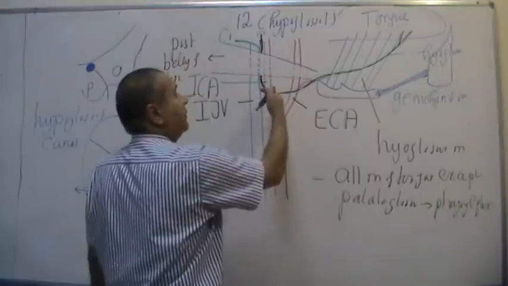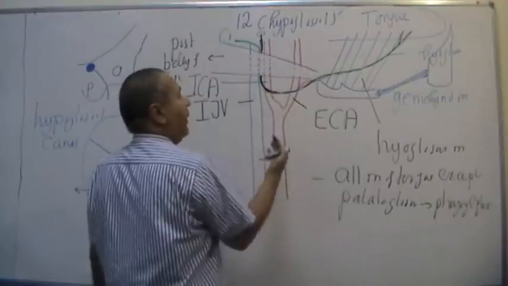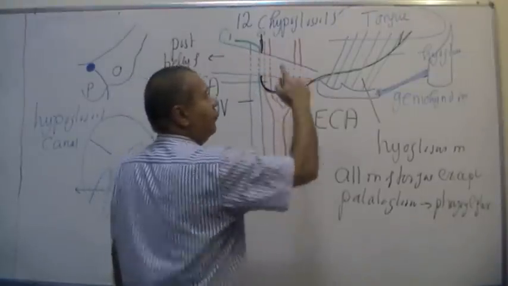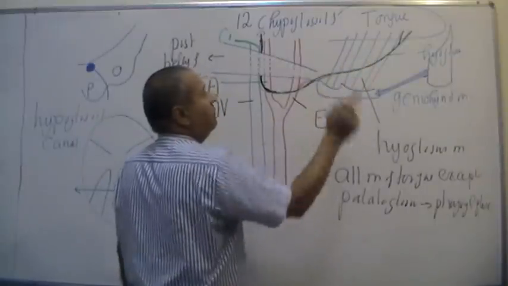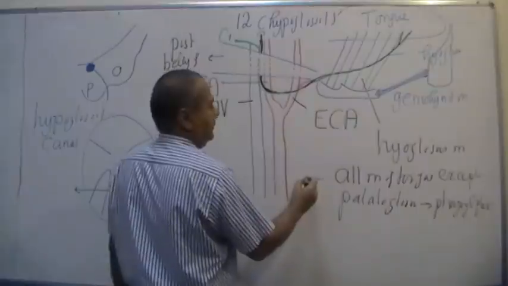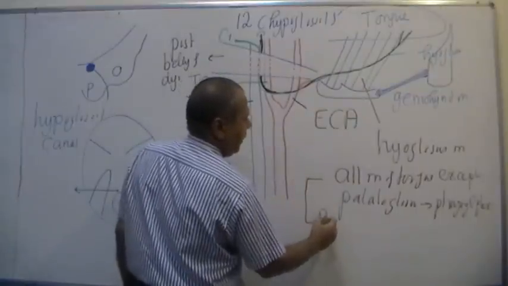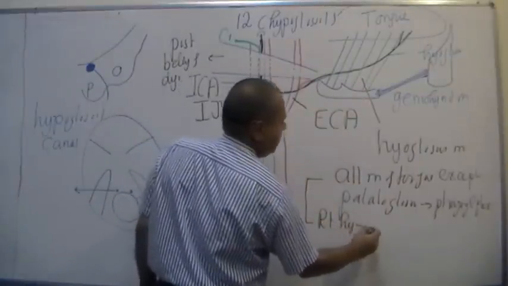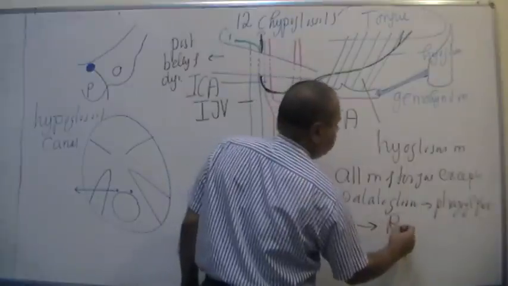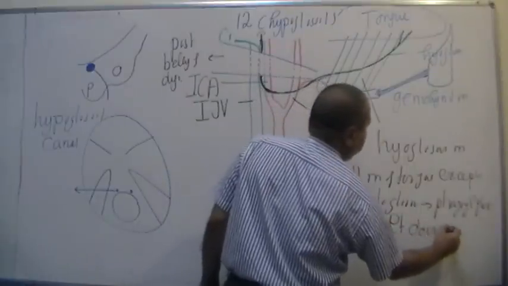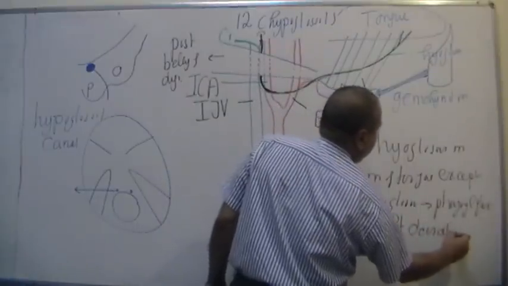If there is paralysis of this hypoglossal nerve, for example paralysis on the right side, how can I test it? If I protrude the tongue, I find the tongue will deviate to the same side of the lesion. That means if the right hypoglossal nerve is damaged, the tongue will deviate to the right side. Deviation of the tongue.